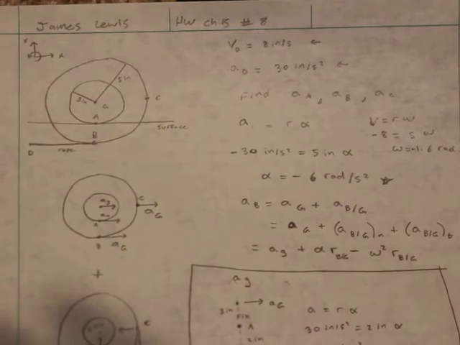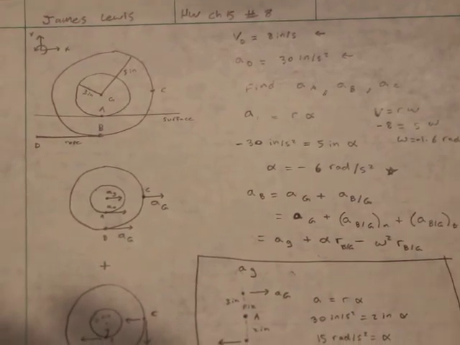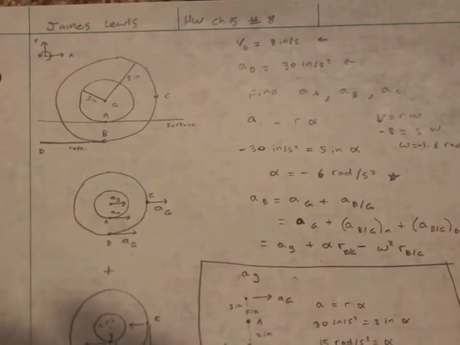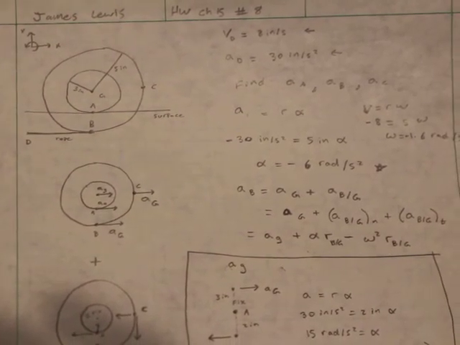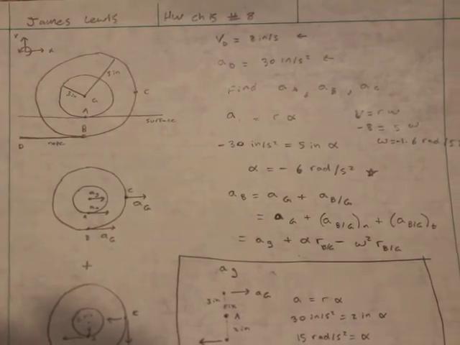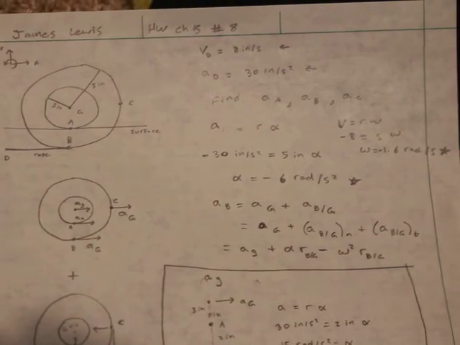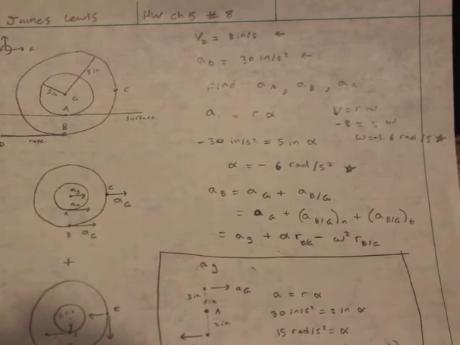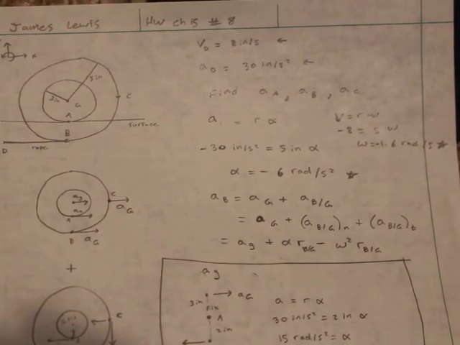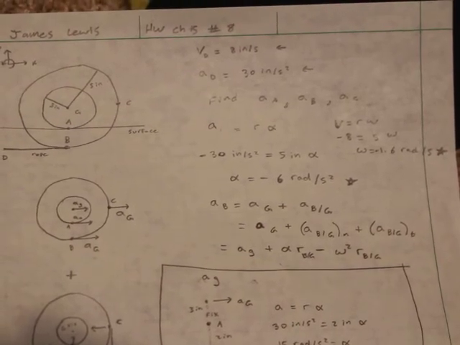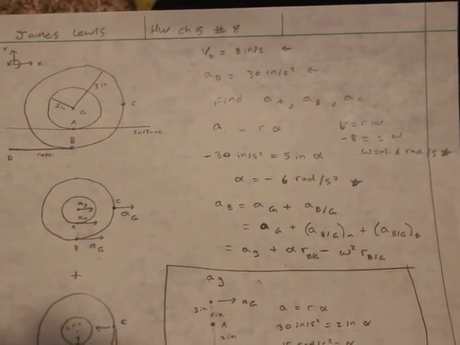Acceleration equals radius times angular acceleration, which gives us our negative 30 inches per second squared equals 5 inches times angular acceleration, which gives us our negative 6 radians per second squared, which means that the whole disk is accelerating in the clockwise direction. And then velocity equals radius times omega: -8 inches per second equals 5 inches times omega, which gives omega equals -1.6 radians per second. I went and starred those because we're going to be using them later.